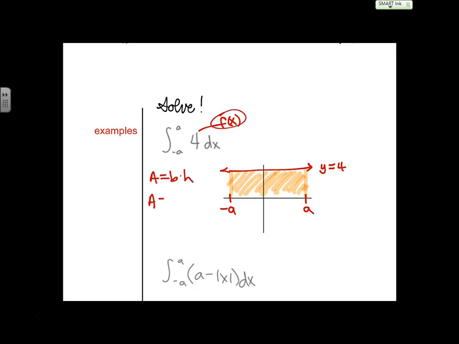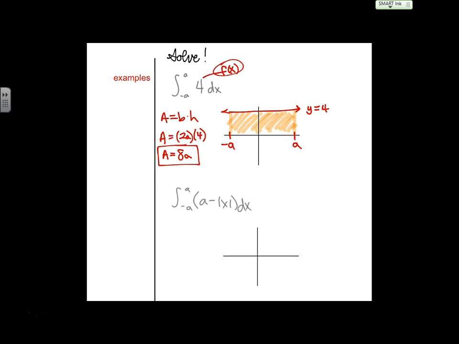And what is the base? Woo, look at you guys. This is something we did in pre-cal last year. It's coming back to help us. 2a is the base. Right? A on the right, A on the left. What's my height? Look at you guys. Final answer, 8a. Done, done, done. Got it.